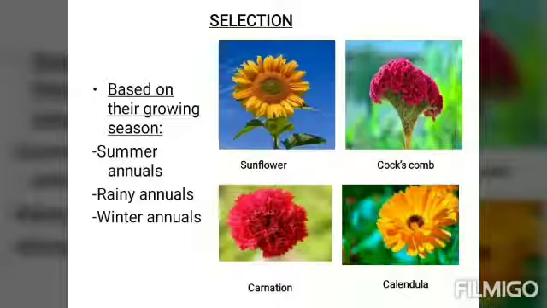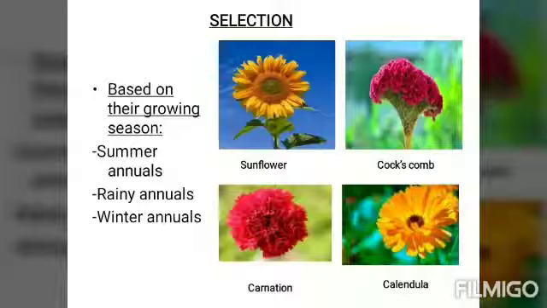These annuals are grown in which season? They are sown in September, taken care of in the nursery, and then the seedlings are transplanted to the field in the month of October in the plains. Whereas in the hilly area they are transplanted in February to March and July to August.